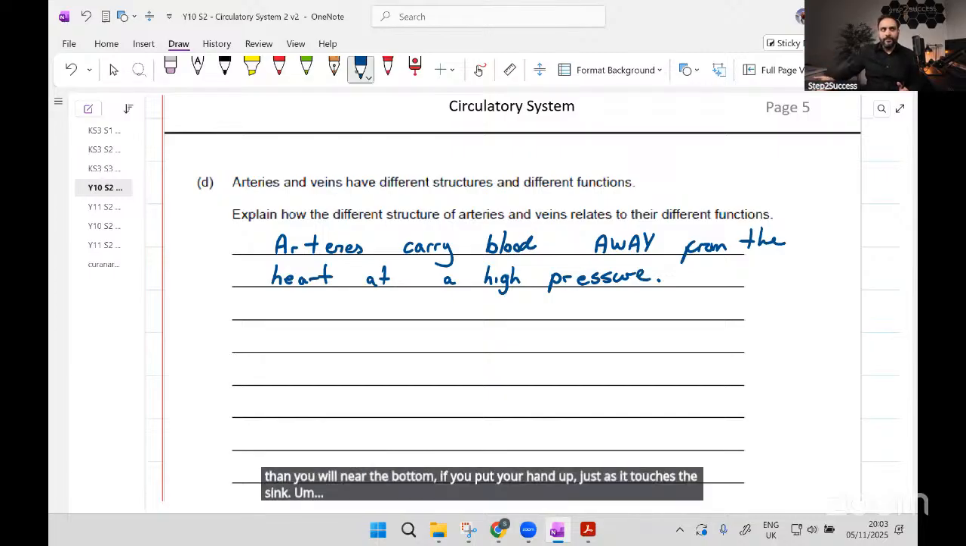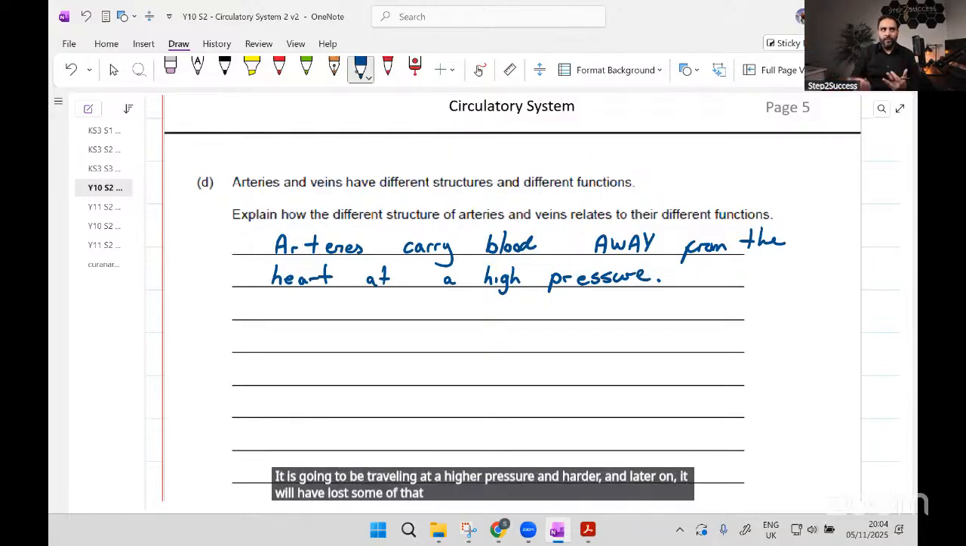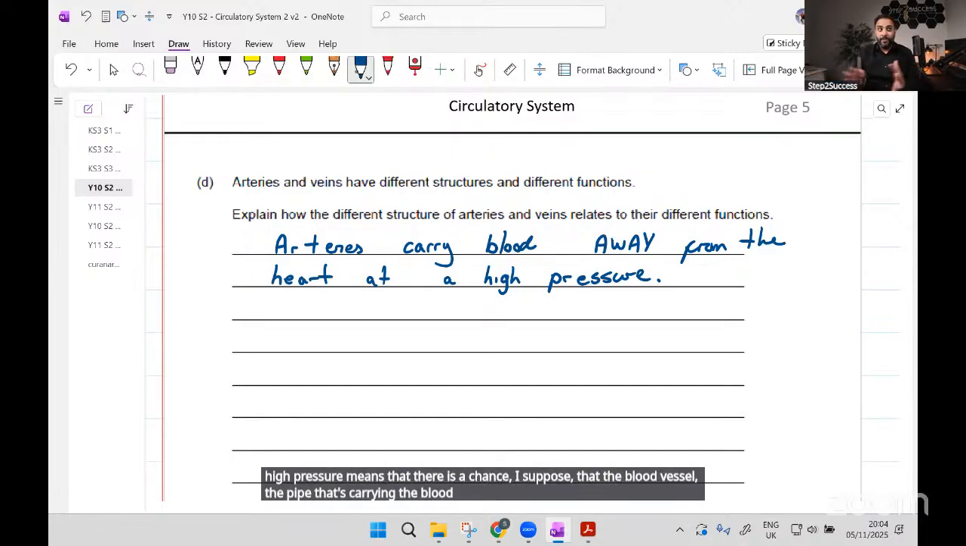And that's because at the moment at which the water is released or pumped, it is going to be traveling at a higher pressure and harder. And later on, it will have lost some of that, and so it won't be as hard. So because arteries are carrying blood away from the heart, just as it has pumped, then it will be traveling at a very high pressure. High pressure means that there is a chance, I suppose, that the blood vessel, the pipe that's carrying the blood, could burst or break. And so arteries need to make sure they don't do that.